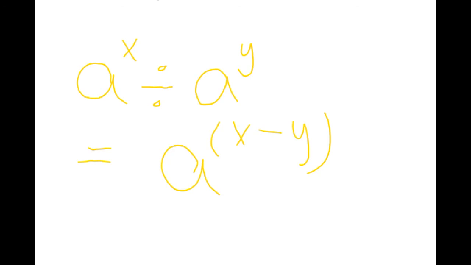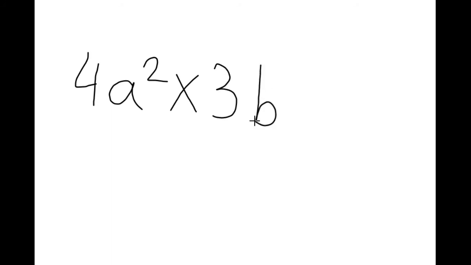Now we can have some questions on these rules, to simplify some expressions. Let's say we have an expression: 4a to the power of 2, multiplied by 3b to the power of minus 3, multiplied by 2x to the power of 0.